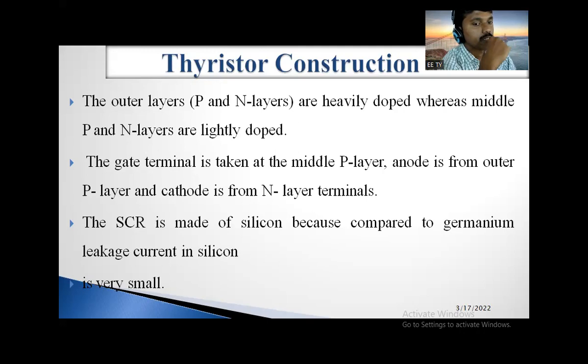In comparison with germanium, the leakage current is small in silicon. That is the main reason why we take silicon compared to germanium. That's why the thyristor is made with silicon material, and it is a controlling device used in rectifiers. So the name is given like this: silicon controlled rectifier. Is it clear?